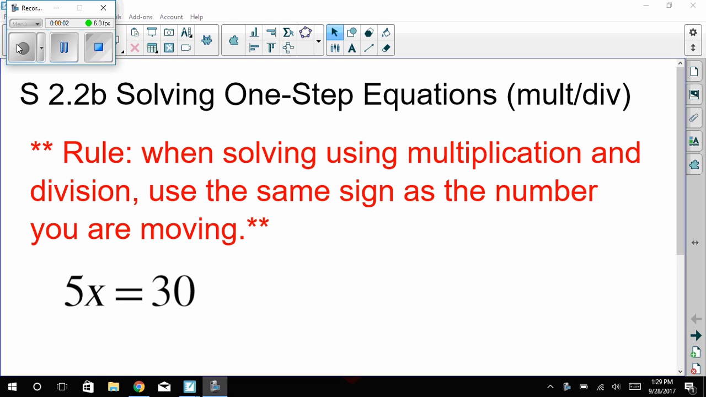Okay, welcome to section 2.2b of solving one-step equations. Today we're going to use multiplication and division. Yesterday we talked about solving one-step equations using addition and subtraction.